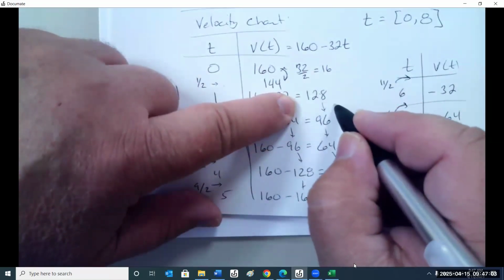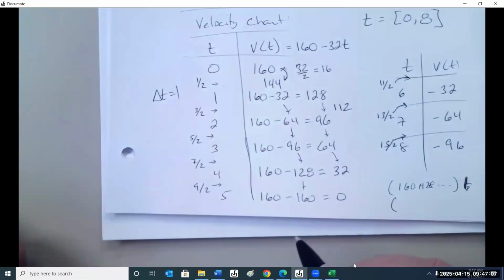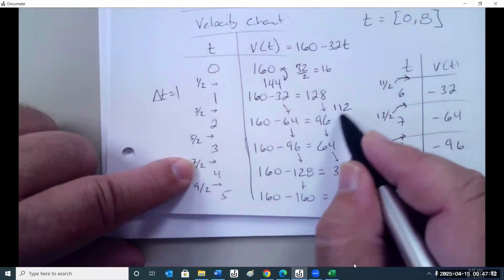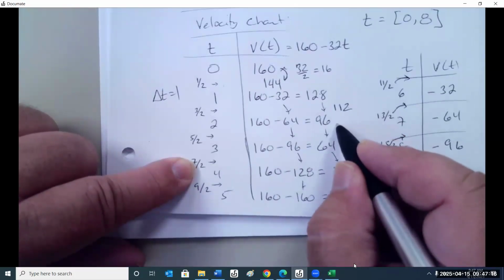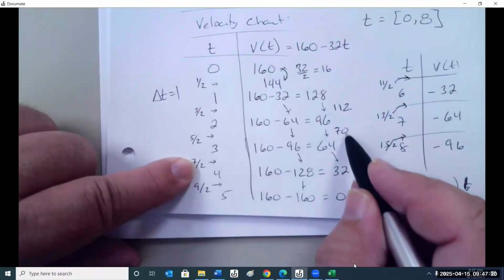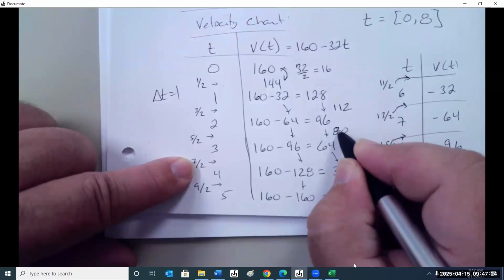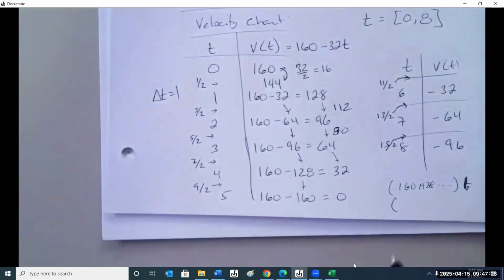128 minus 16 is 112. 112 minus 16 is 96. 96 minus 16 is 80. 80 minus 16 is 64, and so on and so forth. So the more intervals we put in there, the better we get.